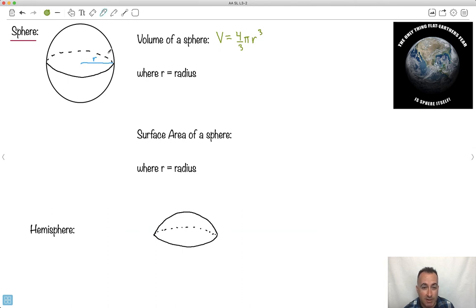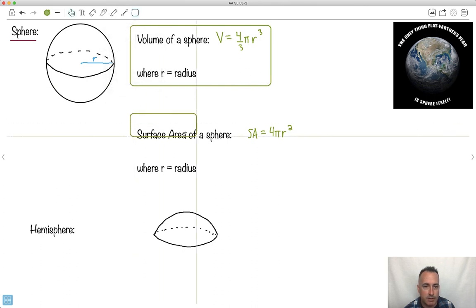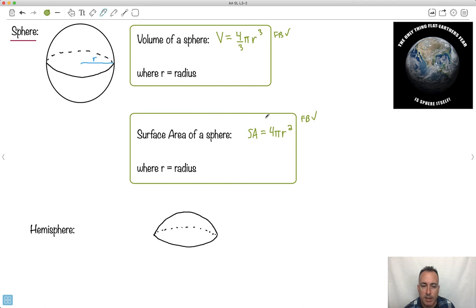And if we want the surface area, if I want to know how much material I would need, let's say, to make the outside of the sphere, we have an equation for that as well. It's just 4 pi r squared. Good news, you get both of these, so you don't have to memorize this either. So this is given, and so is this. I put formula booklet, yes. Formula booklet, also yes. Now, just to do definitions, what's a hemisphere? Hemi means half. So in this case right here, half a sphere.